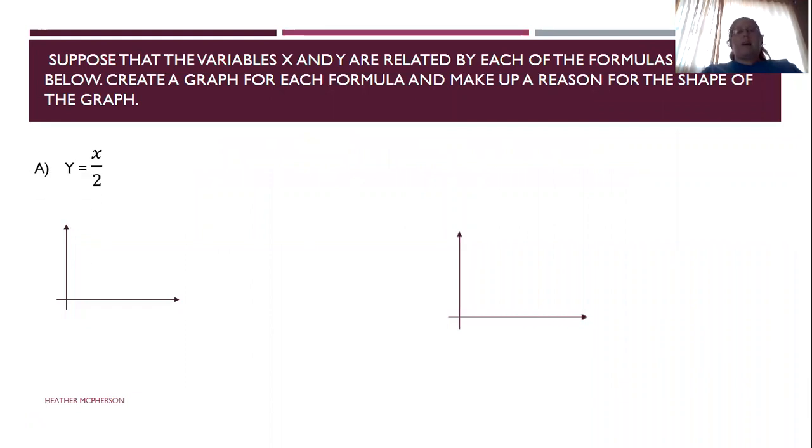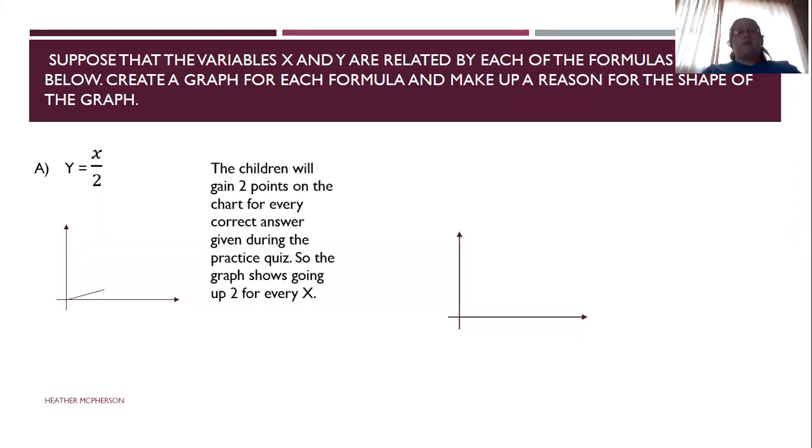So A is y equals x over 2. So in this graph, the children will gain 2 points on the chart for every correct answer given during the practice quiz. So the graph shows going up by 2 for every x.